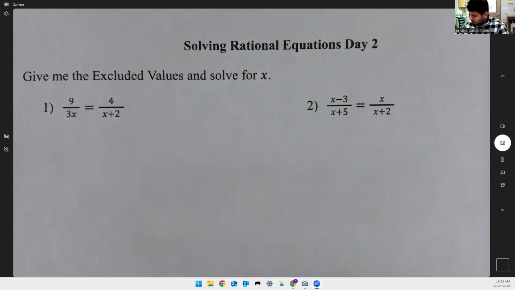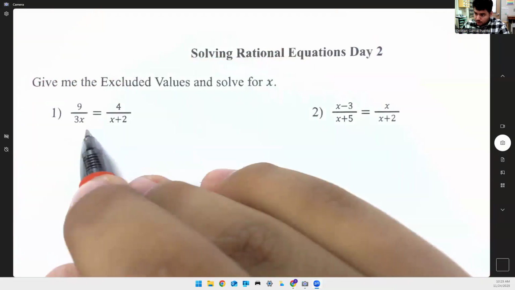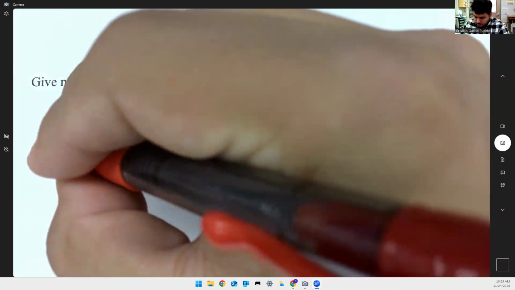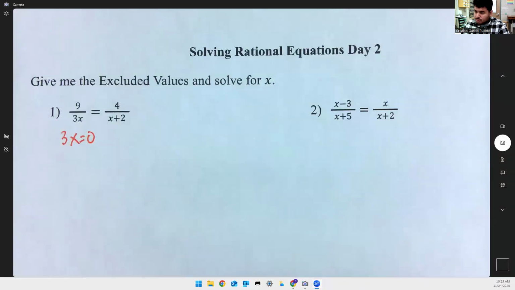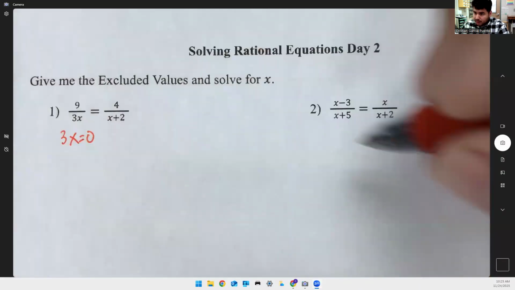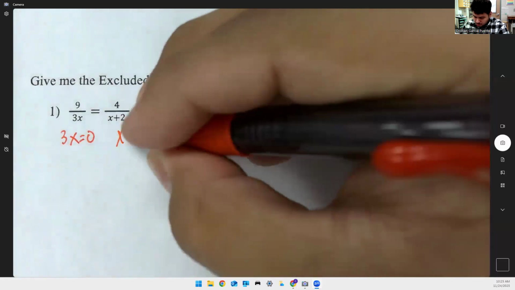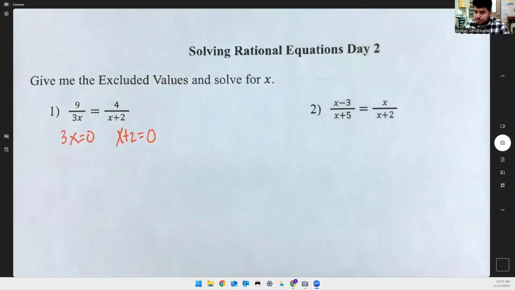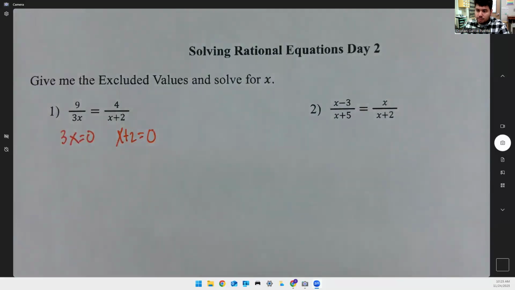So over here, what's my first denominator? It's going to be 3x. So you make that 3x equal to 0. So you have 3x is equal to 0. Now, what's my second denominator? My second denominator is x plus 2. So make x plus 2 equal 0. And now over here, just solve for x.